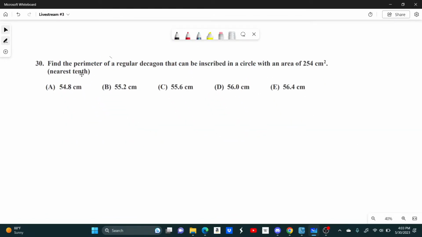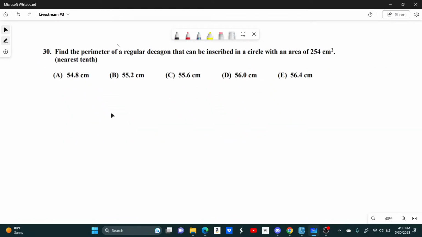Okay, find the perimeter of a regular decagon that can be inscribed in a circle with an area of 254 square centimeters. So the first thing I always do, if it tells me the area of a circle, there's not a whole lot you can do with the area of a circle besides find the radius. And also, I've done this kind of question before. So first thing you want to do is find the radius. So just divide that area by pi, take the square root, and you get 9 centimeters for your radius.